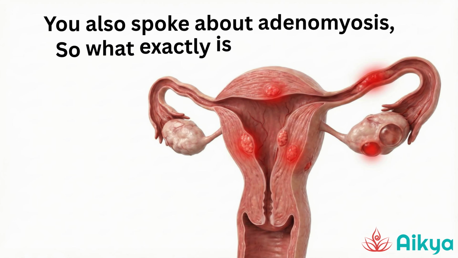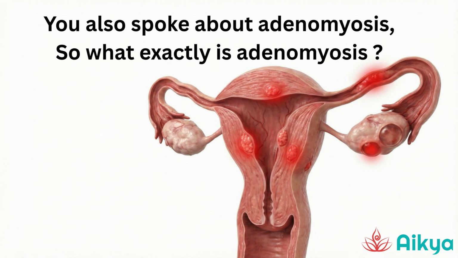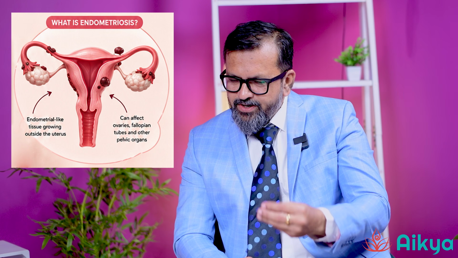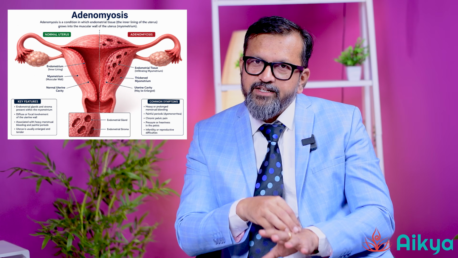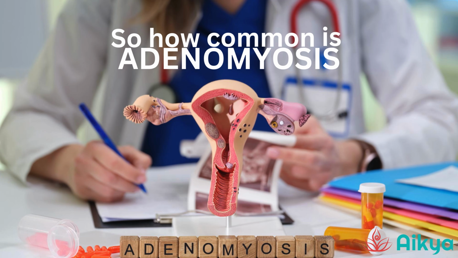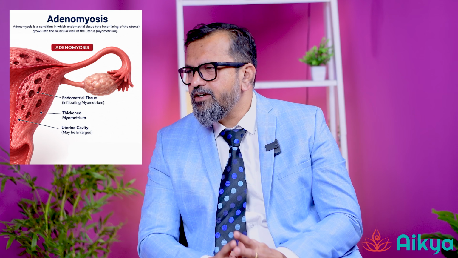So, sir, you also spoke about adenomyosis. So, what exactly is adenomyosis? I said endometriosis is a condition where the endometrial tissue is present outside the uterus. Sometimes the same endometrial cells can get into the muscles of the uterus. When this endometrial tissue starts growing inside the muscle of the uterus, we call it adenomyosis. So, how common is adenomyosis? Adenomyosis, of late, we are seeing it very common.